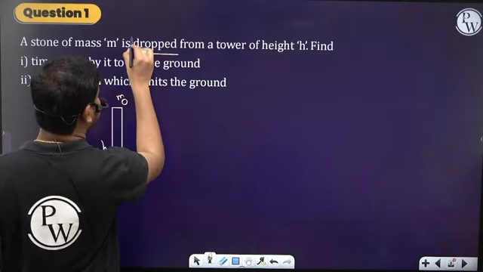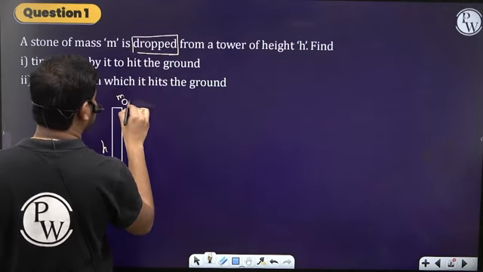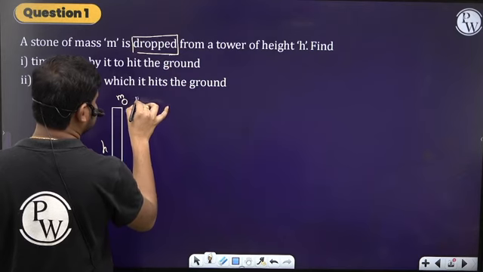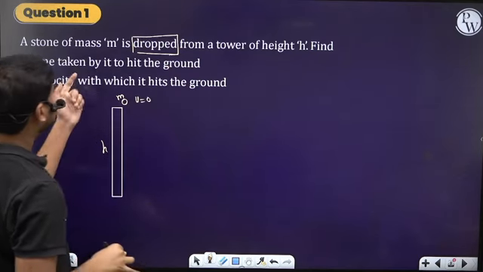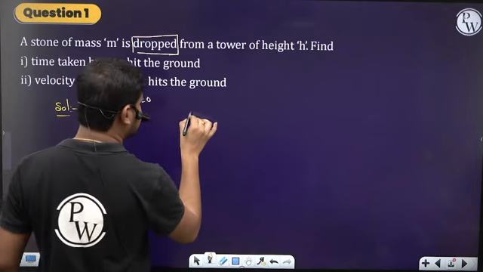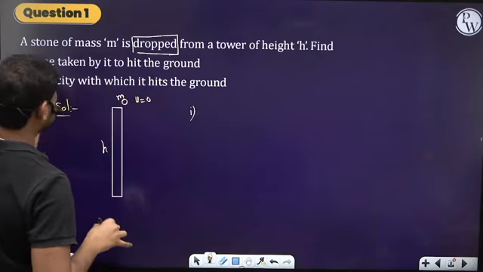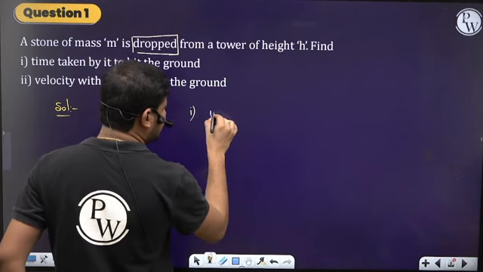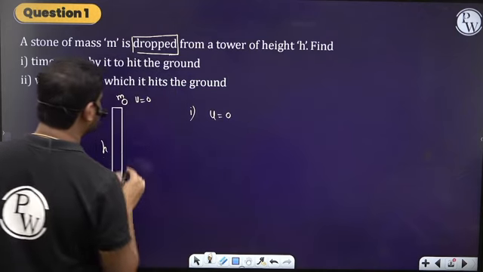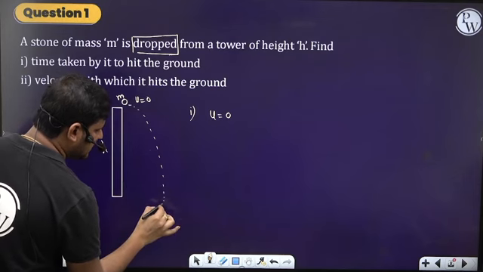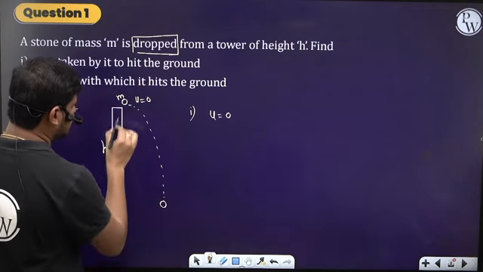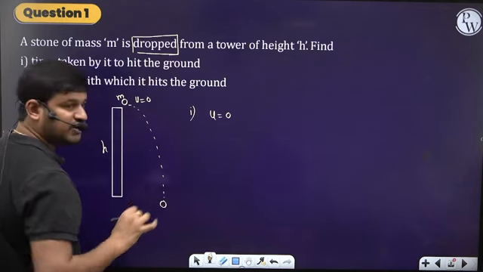There is a stone having mass m which is dropped. What does it mean by dropped? Its initial velocity is 0. Then, the time taken by it to hit the ground. How much time does it take to hit the ground? This is the first question I am solving. What's the given information? u is equal to 0. The body is dropped from here so that finally it reaches the ground. This is the initial position, this is the final position.